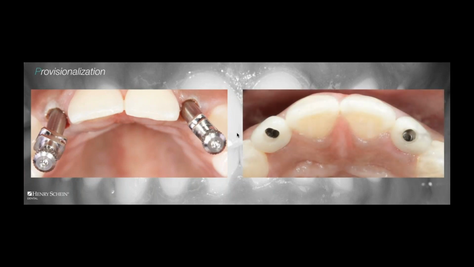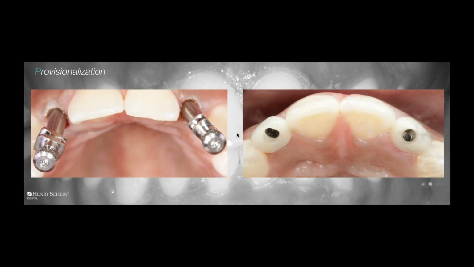Because remember, we are trying to create an emergence profile, develop the soft tissue, the pink profile. And if I have to add or subtract or modify my provisional to mold or move the tissue, it is so much easier to do that with a one-piece restoration versus a two-piece crown and abutment complex.